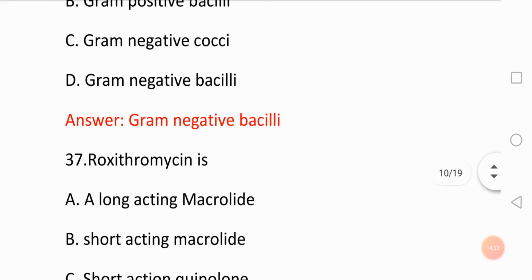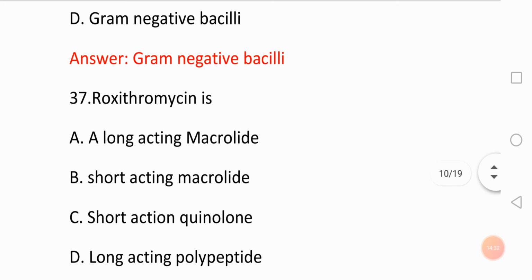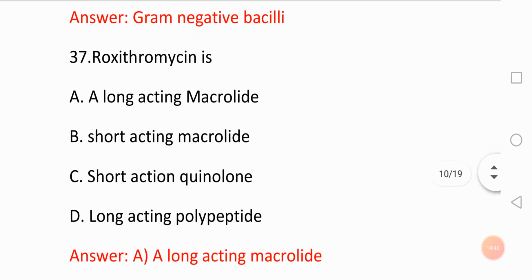Next, 37. Roxithromycin is A. a long acting macrolide, B. a short acting macrolide, C. a short acting quinolone, and D. a long acting polypeptide. And the answer is A, a long acting macrolide.